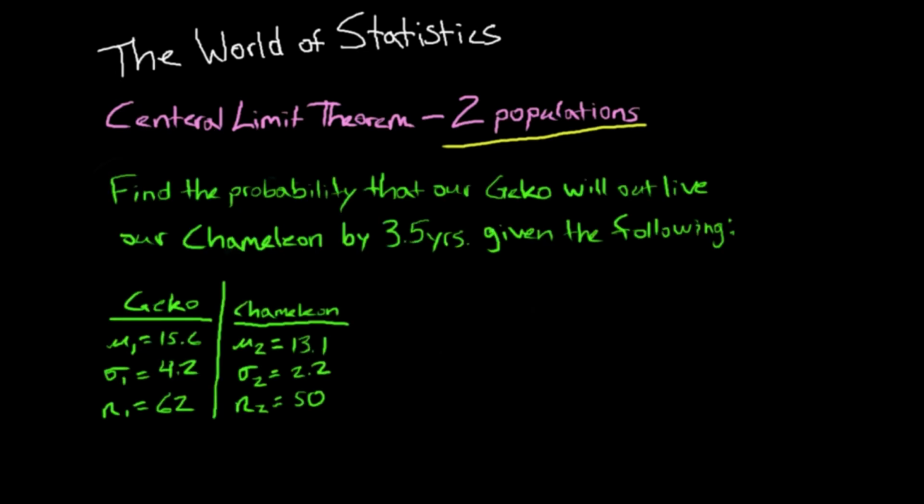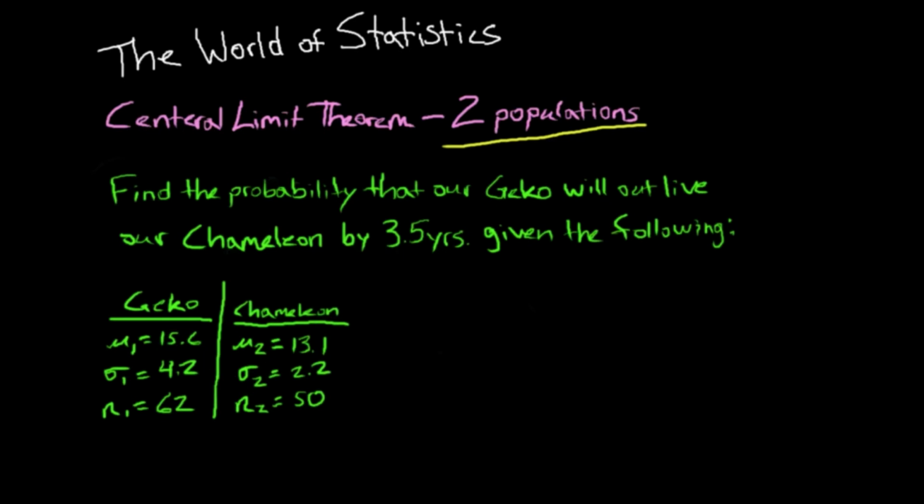For our first example we are given this question. Find the probability that our gecko will outlive our chameleon by 3.5 years given the following information. On the left hand side we know that on average a population of geckos has a lifespan of 15.6 years, a standard deviation of 4.2, and we've measured 62 geckos. The chameleons, on the other hand, have an average population lifespan of 13.1 years, a standard deviation of 2.2, and we measured 50 chameleons to get these metrics.